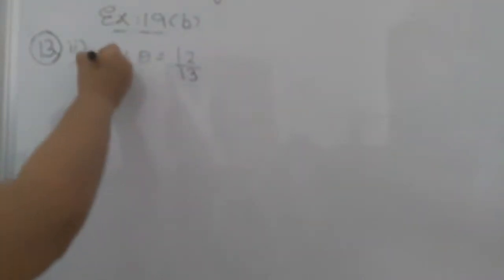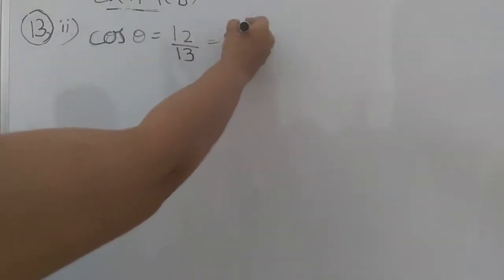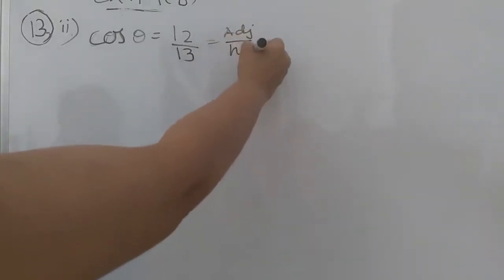Question number 13, there are two parts, first and second. So both have the same method, kind of same method. I take the second part here. If cos theta is equal to 12 by 13, here the value of cos theta is given to us. Cos theta is equal to 12 by 13. Now find the value of sin theta and tan theta, and then find the value of 2 sin theta minus 4 tan theta. So now this is our ratio, adjacent upon hypotenuse, like this.